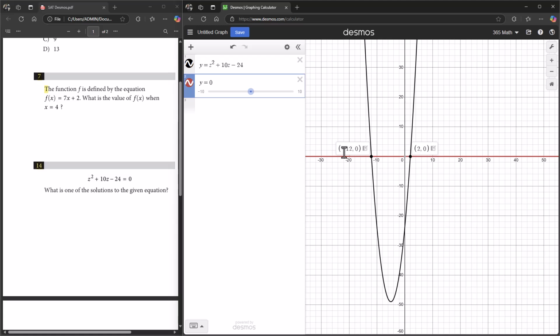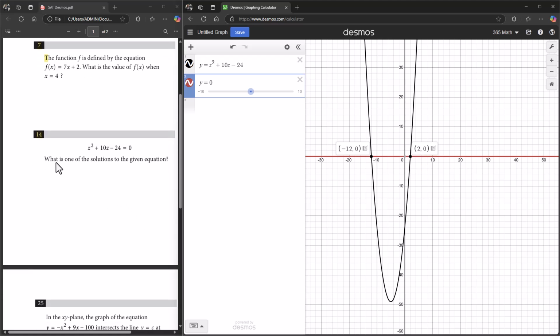So we have negative 12 for x, which is our z. So z is either negative 12 or z is positive 2. Okay, so what is one of the solutions? So it is either negative 12 or it is 2.